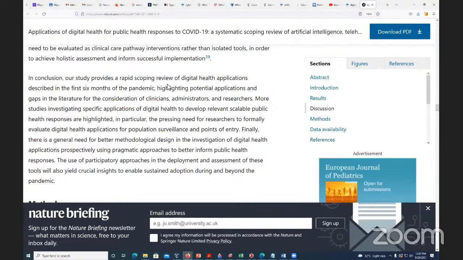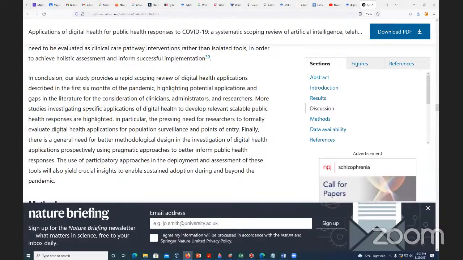"Our study provides a rapid scoping review." Okay, that's them telling you what they did. That was our conclusion. More gaps in literature for the conclusion of that. Okay.